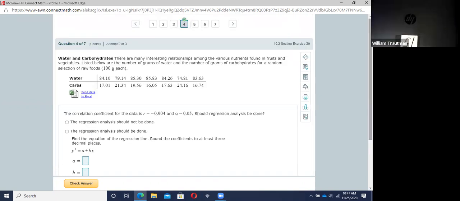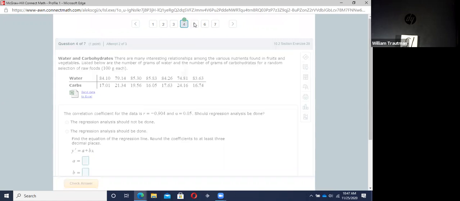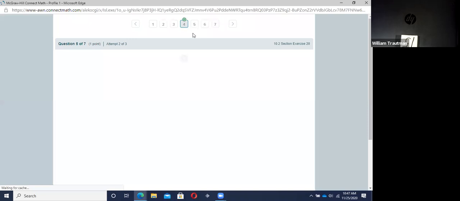But that's how you do it. Let me go to the next one. Boy, did I mess that one up just because I didn't know what I was typing in. I must have hit backspace or something.